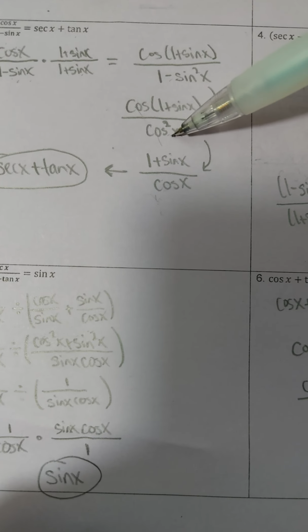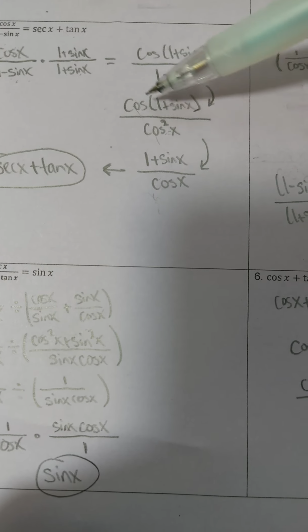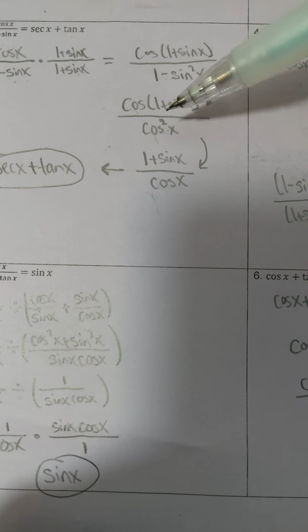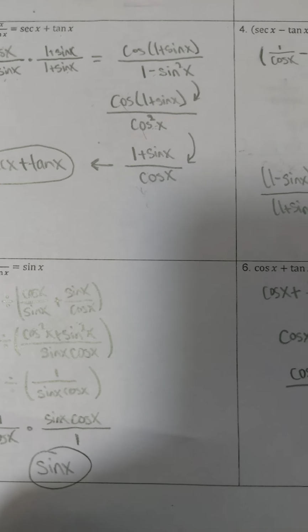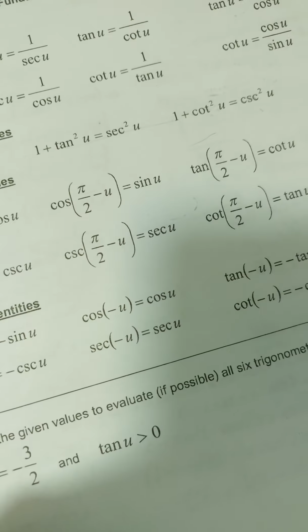I turned this into a cosine because now we have a chance of cancelling it with this, which might help us further develop our question. So 1 minus sine squared x, I decided to use our Pythagorean identity.